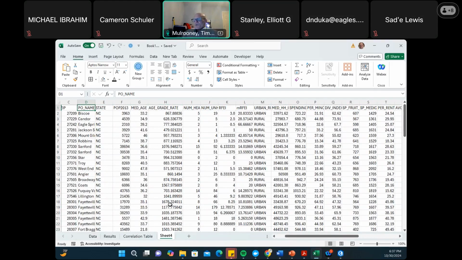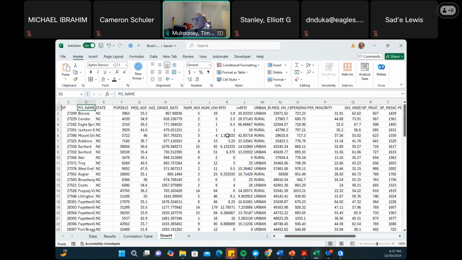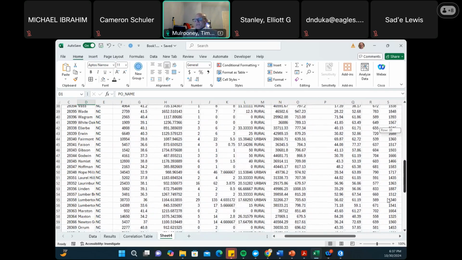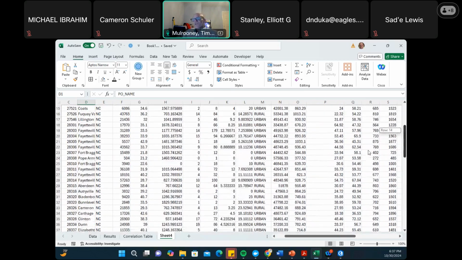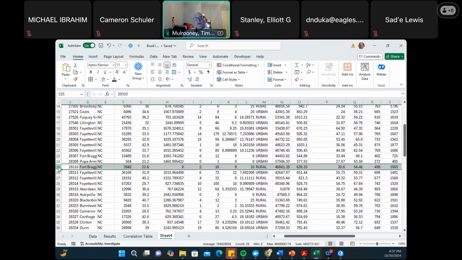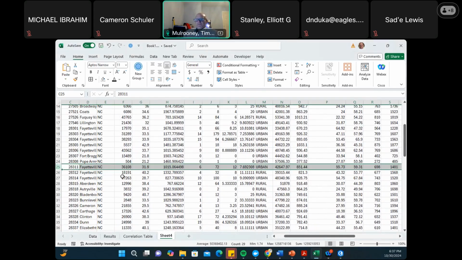So our age-graded death rate versus maybe percent minority, maybe there's a relationship between these. Now, when I look at these, what are some weird things that I see? This is some of our data preparation here. Fort Bragg is 0. You know what I'm going to do right now? I'm going to go and delete it. Why do I want to delete it?